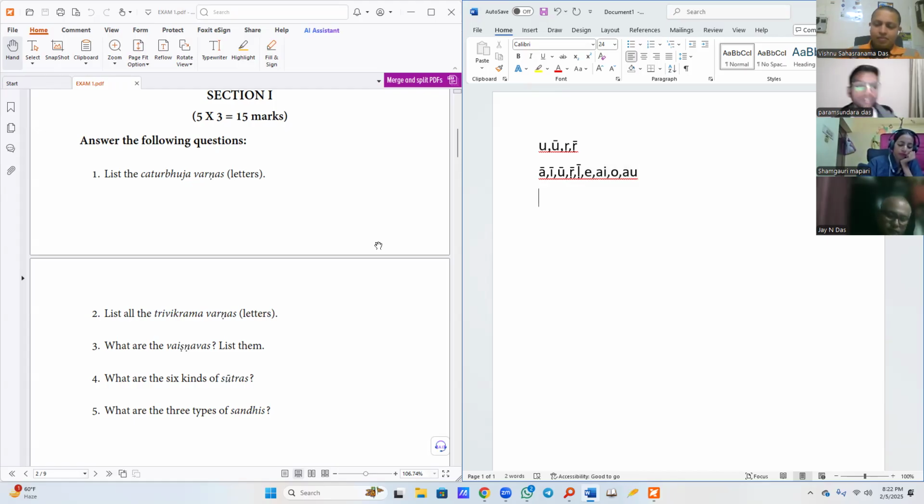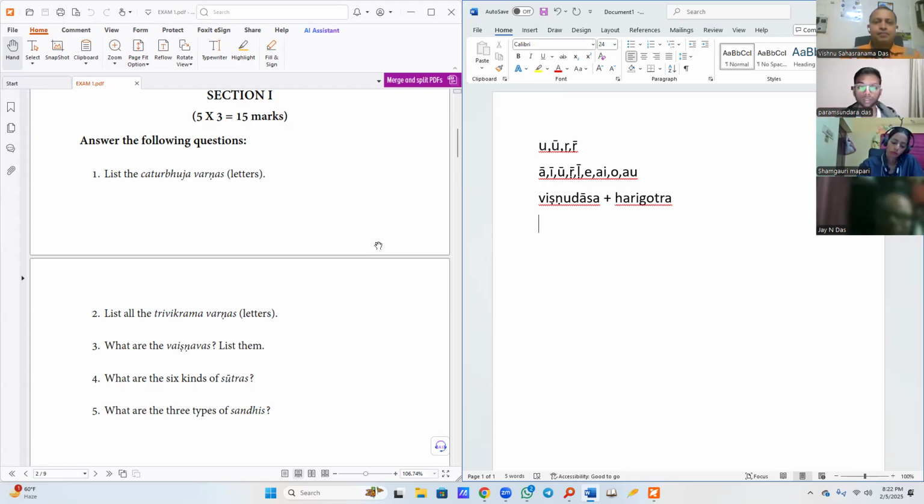What are the Vaishnavas? So Vishnu Das plus the Harigotras, they are the Vaishnavas. And if you have written down the letters also, then that's also good.